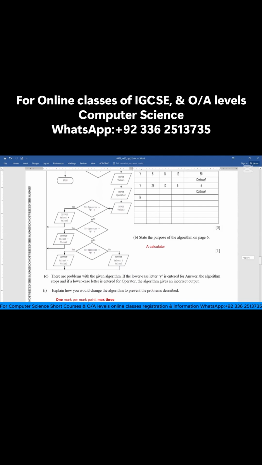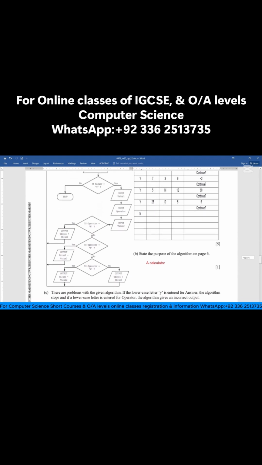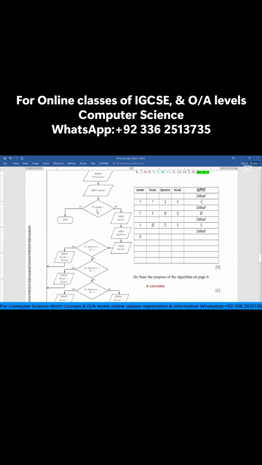There are problems with the given algorithm. If the lowercase letter y is entered for answer, the algorithm stops. And if a lowercase letter is entered for operator, the algorithm gives an incorrect output. See, this is for yourself. You must have identified yourself that it's dealing with capital Y only.